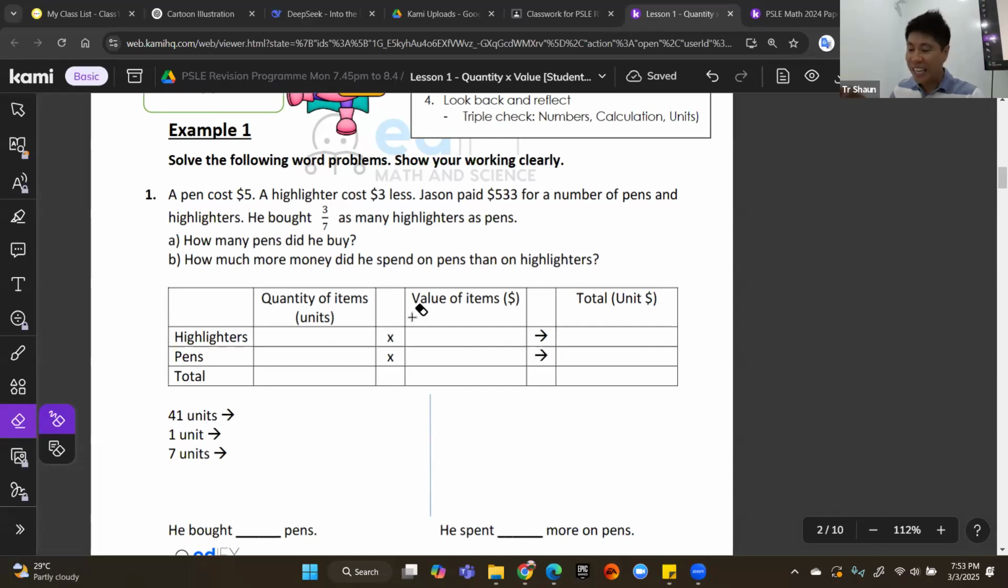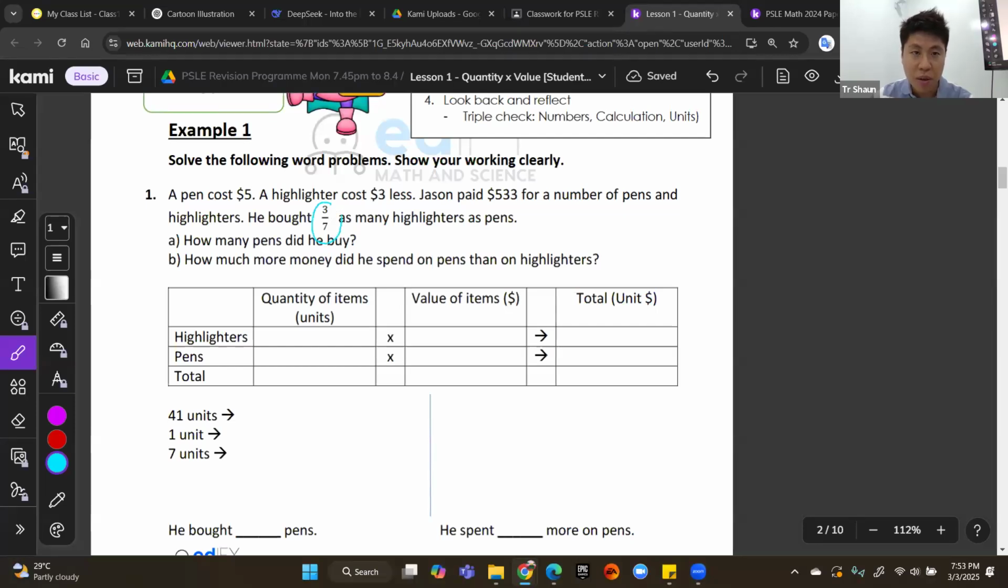Okay, so this is a quantity times value question. When you see value, you can also see that there is a number of. Can you see that they say over here 3 out of 7? Let me circle this. So 3 out of 7 highlighters and pens. So which one is more? Highlighters or pens? Elson raising hand. Elson, can you tell us? Elson, unmute yourself. Highlighters more or pens more? He bought 3 7 as many highlighters as pens. Pens. Very good.